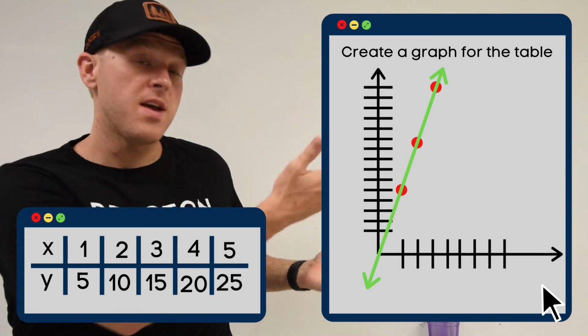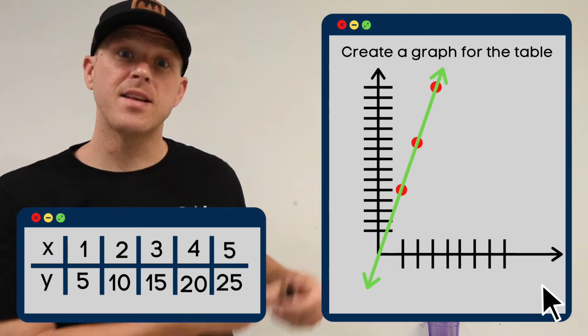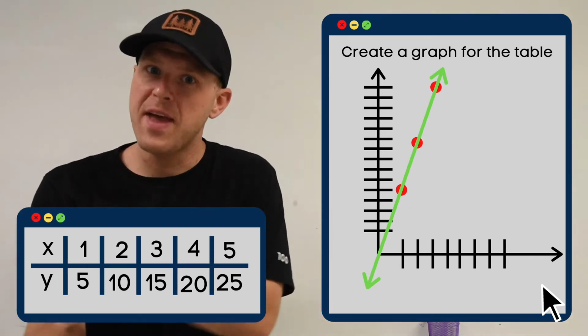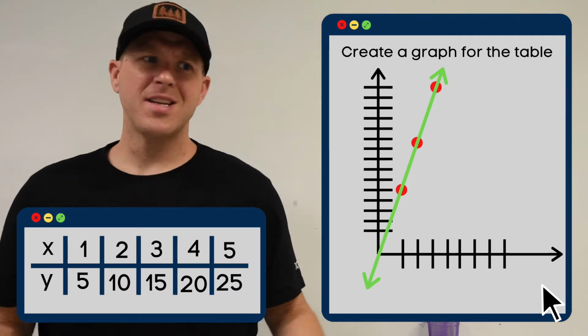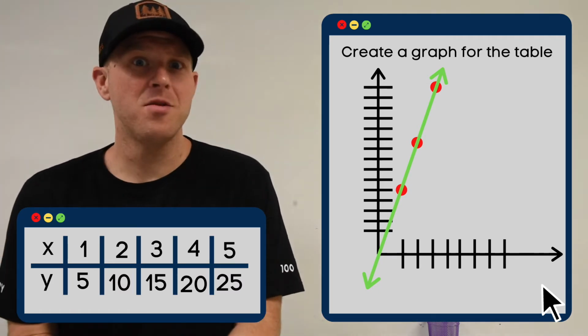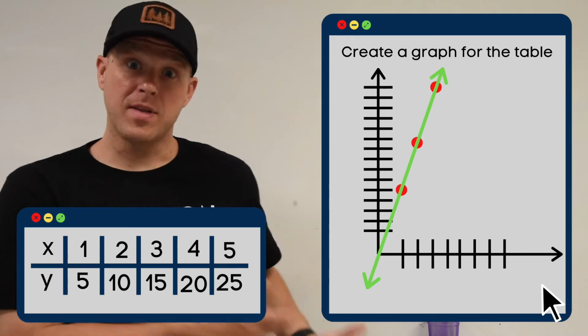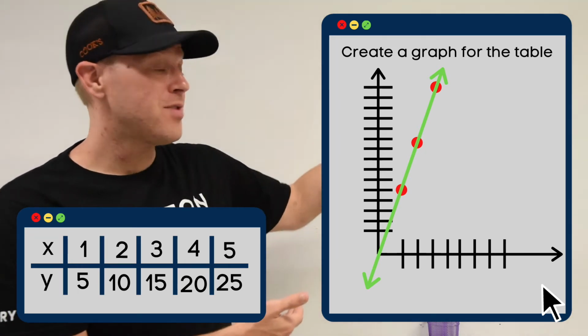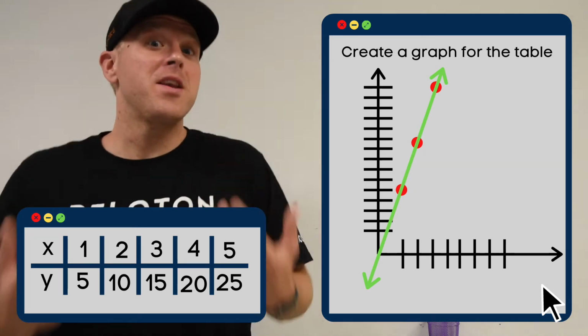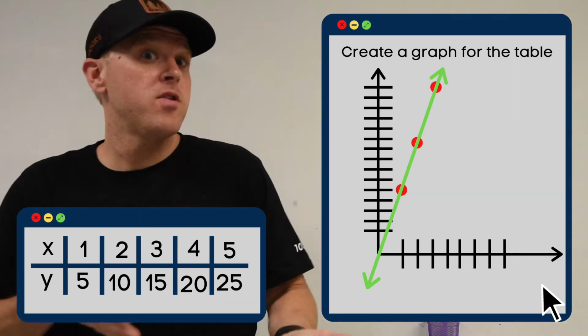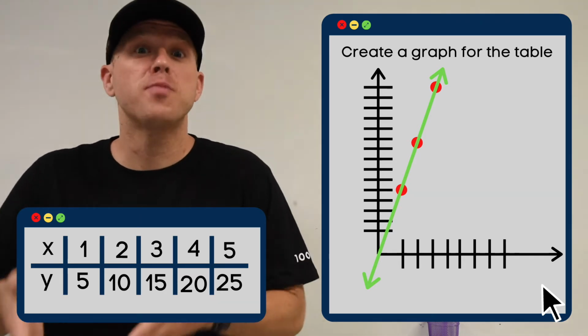We also notice here that if I connect these dots, it goes through the origin, 0, 0. That makes sense in this problem because if I don't buy any shirts, I'm not going to pay you anything. So 0, 0 is a point, and it's a straight line. So this is a proportional. My unit rate or constant proportionality, whatever you want to call it, is $5 per shirt.